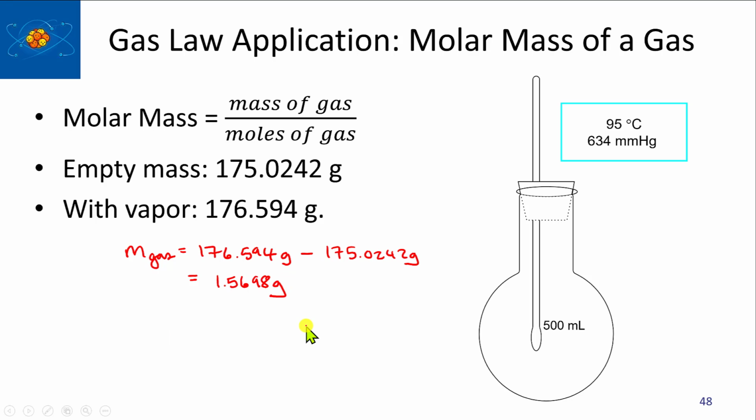And think about what this information is. This is the volume, right? This is the temperature, and this is the pressure. So PV equals nRT. You can rearrange that so that n is equal to PV over RT. And then you can just divide the grams by the moles, and that'll be the molar mass.